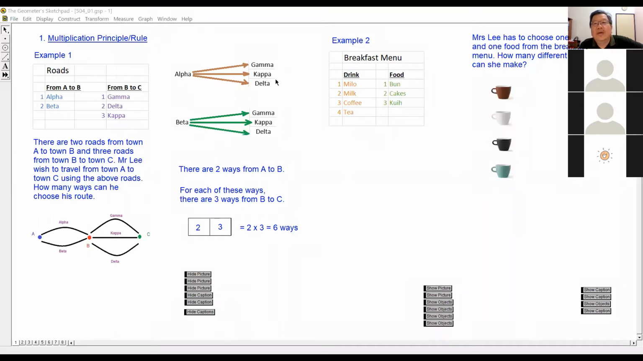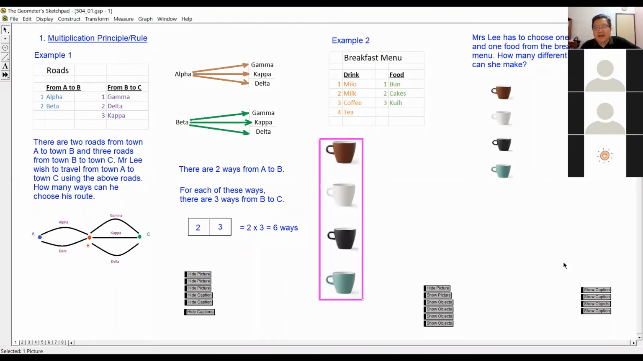Okay, now we are going to look at the second problem. Second problem is breakfast menu. Oh, I like to eat, so I always think of eating. Okay, now for breakfast, you can choose one drink and one food, right? Li Ying, you please read this. Mrs. Lee has to choose one drink and one food from the breakfast menu. How many different choices can she make? Oh, like that. So how many different choices can she make?